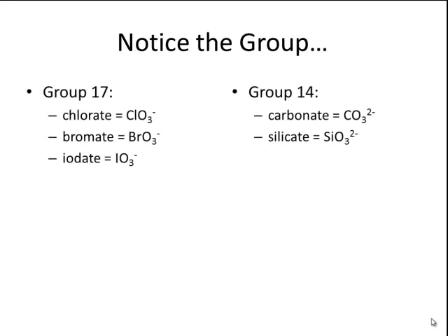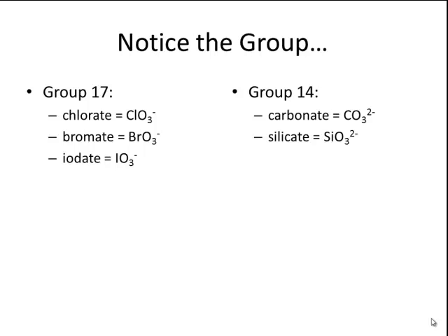The first of these patterns involves elements that are in the same group. For example, chlorine, bromine, and iodine are all part of group 17. And their polyatomic ions, chlorate, bromate, and iodate, all have the same number of oxygens as well as the same charge of -1. Another example is group 14 atoms of carbon and silicon.